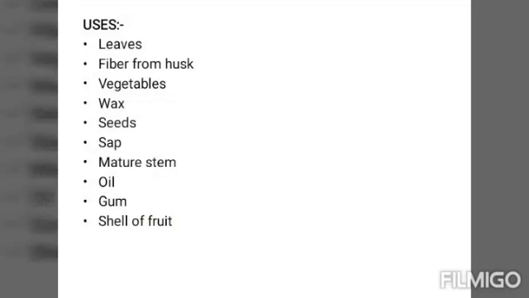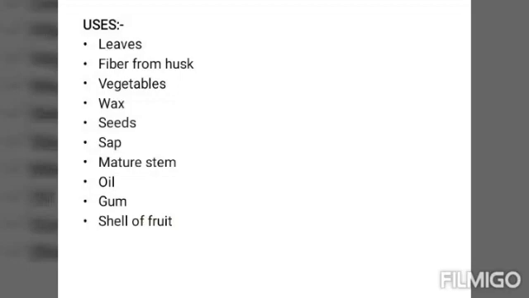Fourthly is wax. Where is it found? From the leaves of two palms. What are those two palms? That is Copernicia and Ceroxylon. So these are two examples from which you can get wax. And fifth is the seeds. They are used as beads or buttons, etc. The examples are Caryota urens and Caryota australis.